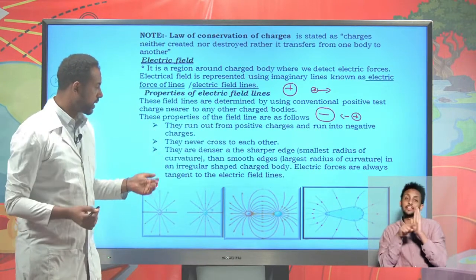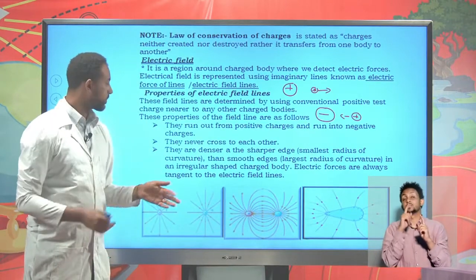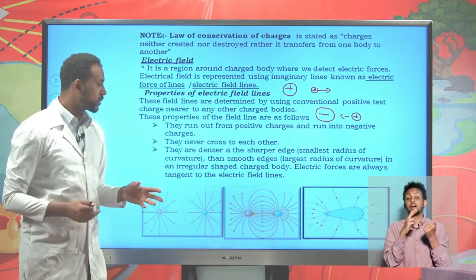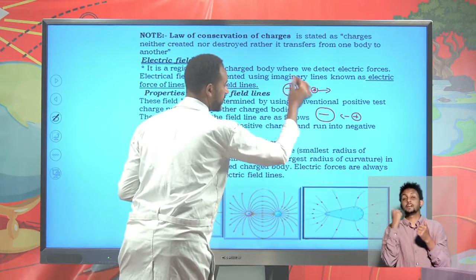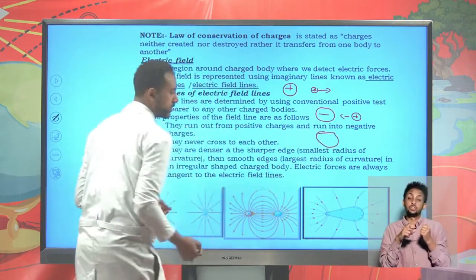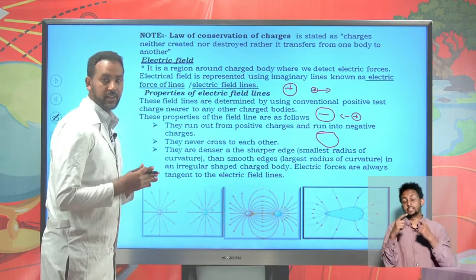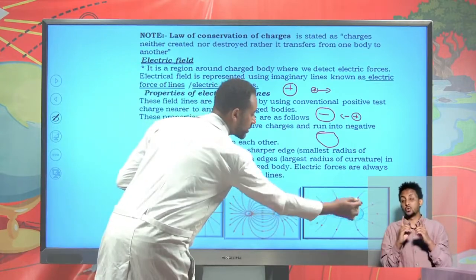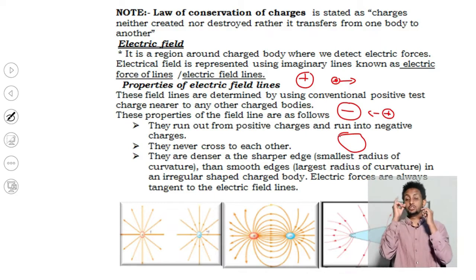They never cross one another. As you draw the electric field lines, you should not cross them. And they are denser at a sharper edge. For example, a perfect sphere might have a positive or negative charge. If you have irregularly shaped bodies like this, denser field lines should be drawn at sharper edges, and less dense field lines drawn at smooth edges. These are the properties of electric field lines.